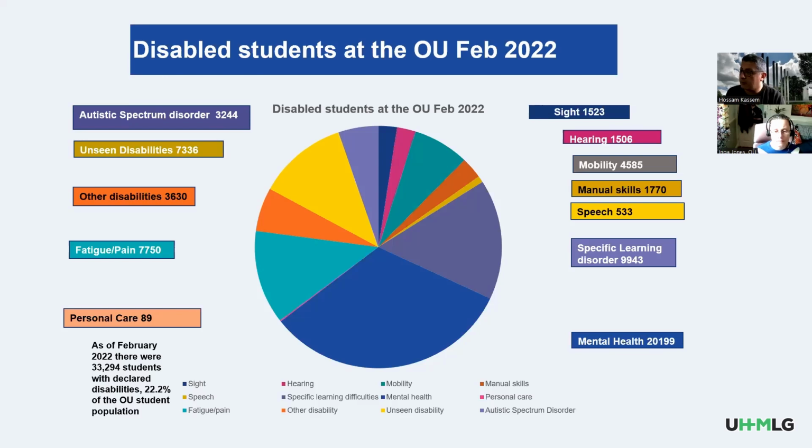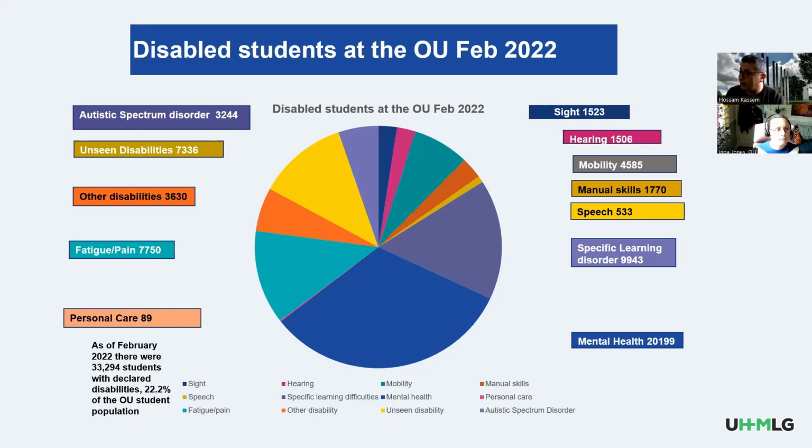And from the graph, or the pie chart you see here, you can see the range of disabilities we have. And lots of our students have multiple disabilities. So they could have hearing impairment, sight impairment plus mobility issues, or they could have mental health issues. And that's our largest population. 20,000 of our students have declared that they have mental health problems. And these figures are just for those who agreed to tell us that they have a disability. There might be many more who decided not to tell us this information for one reason or another.